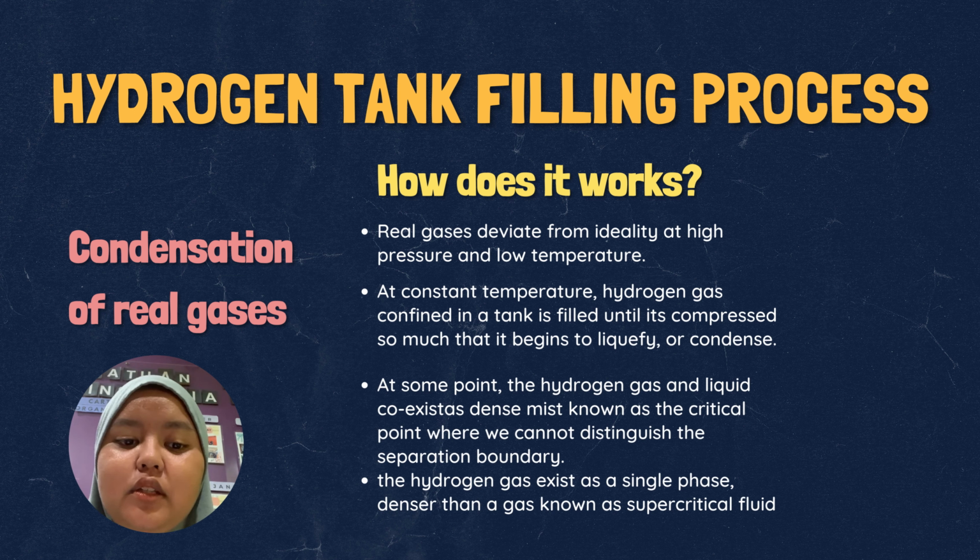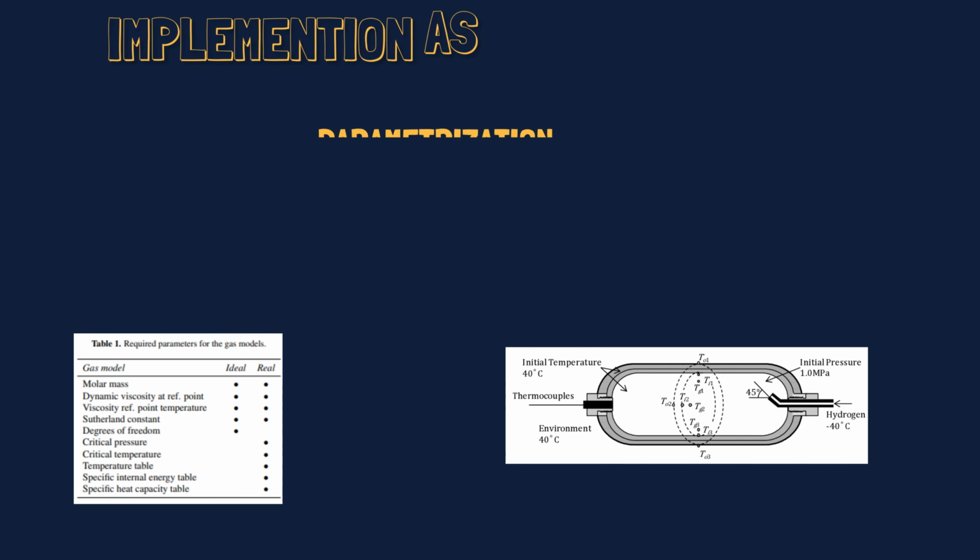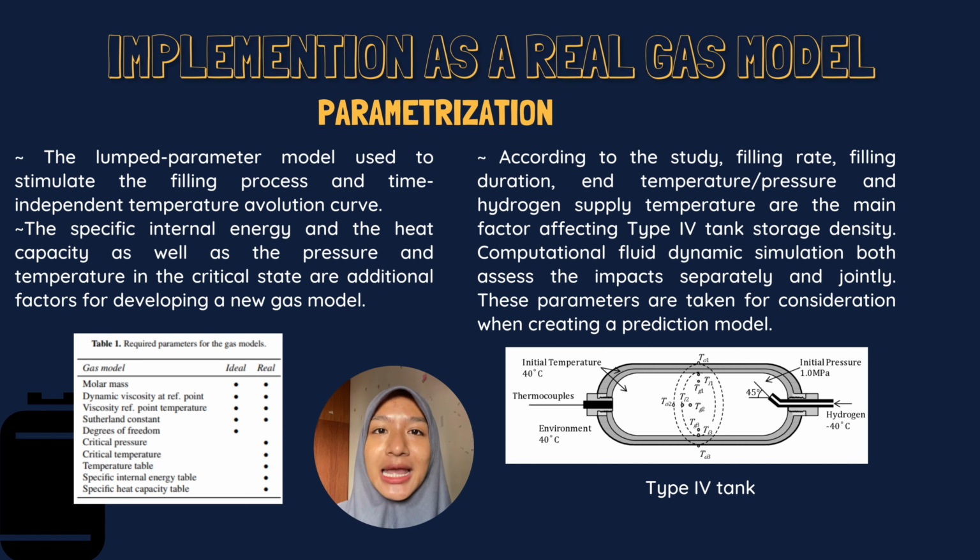By using the condensation of the real gas, the real gas deviates from ideality at high pressure and low temperature. At constant temperature, hydrogen gas confined in a tank is filled until it is compressed so much that it begins to liquefy or condense. At some point, the hydrogen gas and liquid coexist. This is known as the critical point, where we cannot distinguish the separation boundary, and the hydrogen exists as a single phase denser than a gas, known as a supercritical fluid. The hydrogen tank filling process application is implemented as a real gas model.